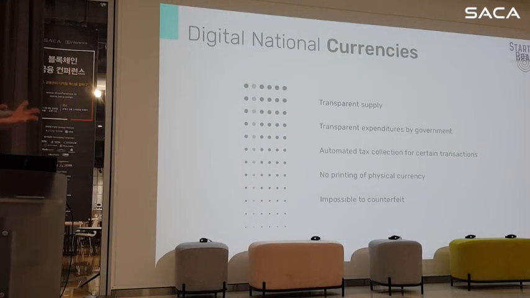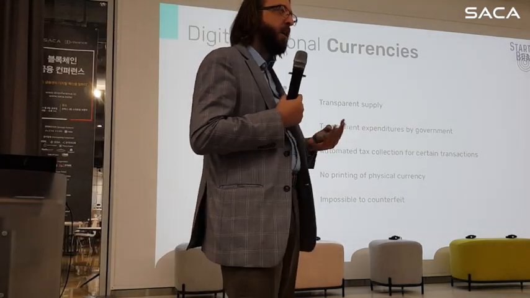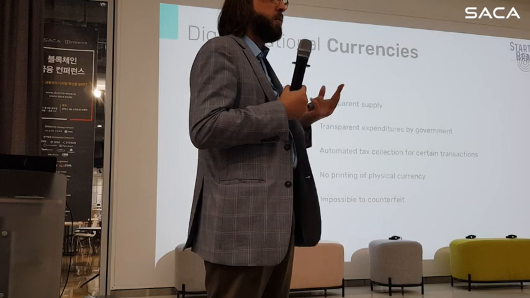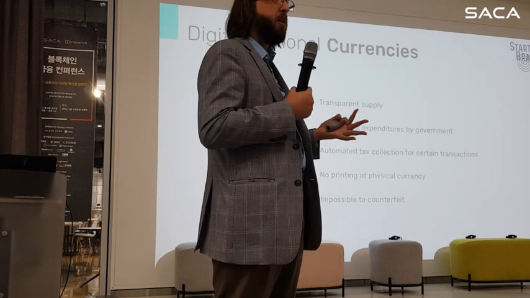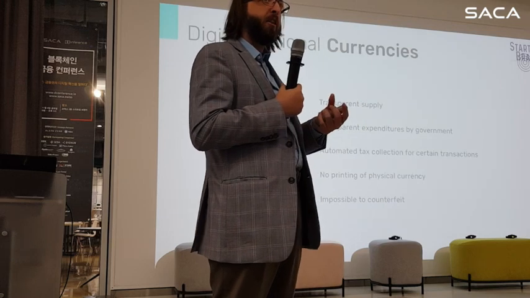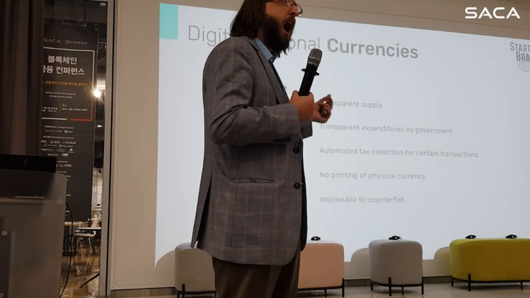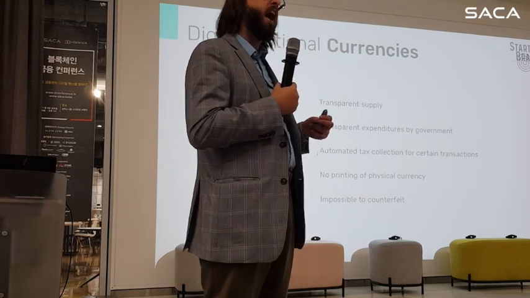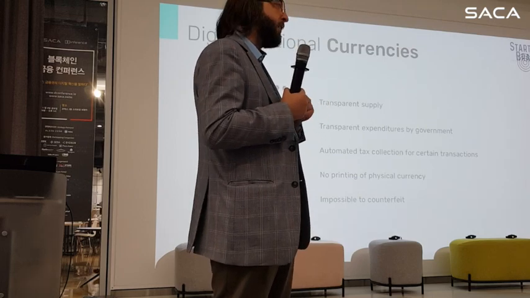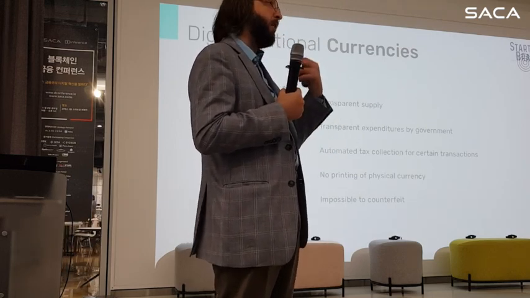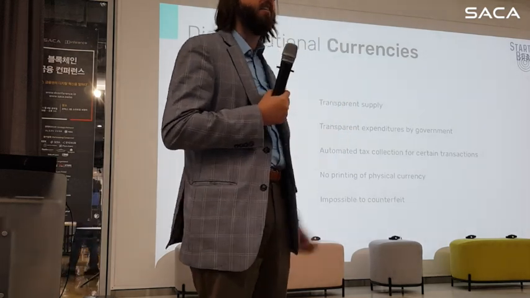We can do automated tax collection for certain transactions. So using the public key infrastructure, you can have a merchant who has to pay a sales tax, right? If I'm already identified as a merchant, I have this ID using the public key infrastructure, and I can fully automate tax collection at the source. So now there's no need to do quarterly payments or yearly payments for your sales tax. This can be instant.